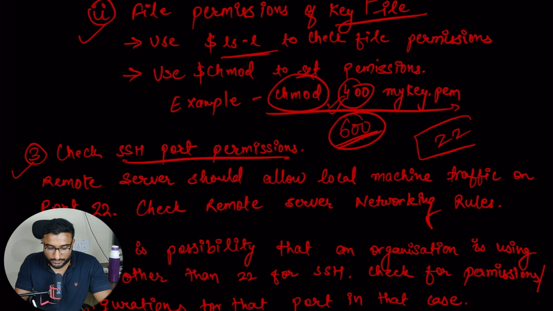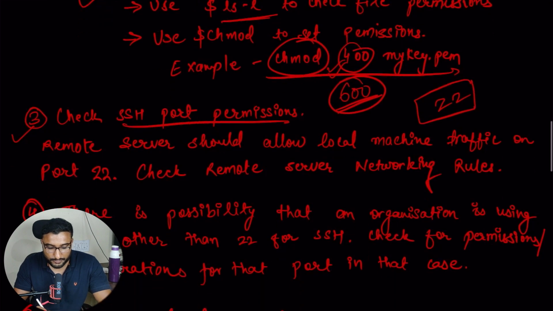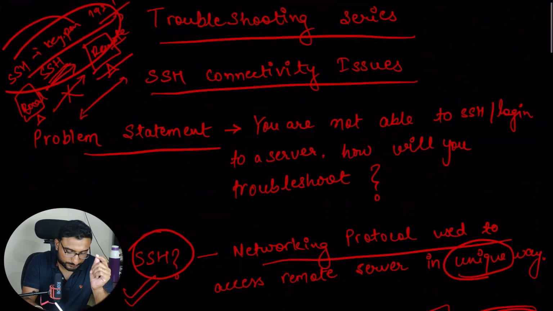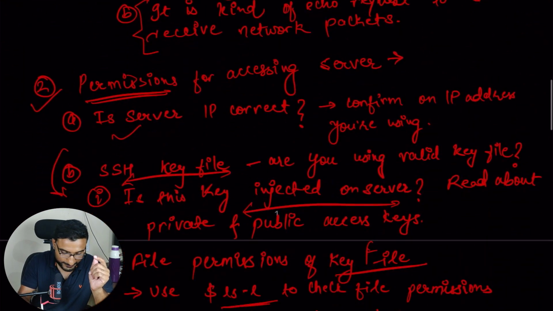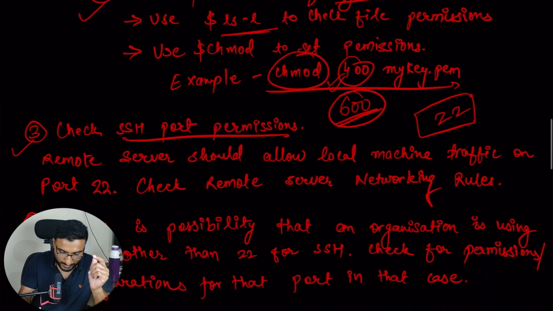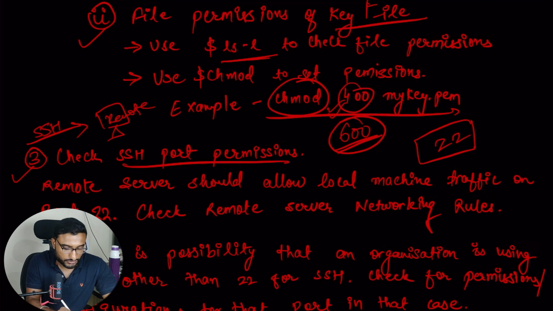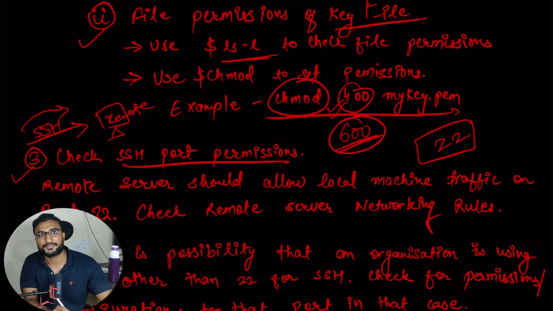SSH operates on port number 22. We have to validate the remote host, so this is your remote host. Let's draw it again. So this is your remote host. When you are trying to establish the SSH connection with this remote host, it should allow the traffic from your local machine. It should not reject that traffic. It should allow that traffic on port number 22.